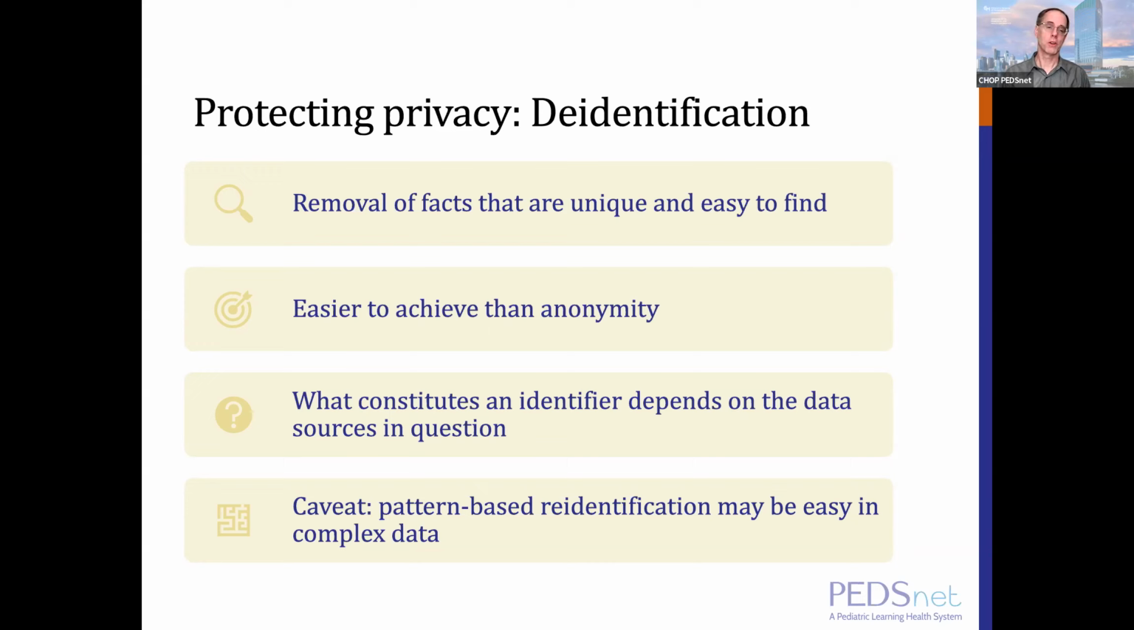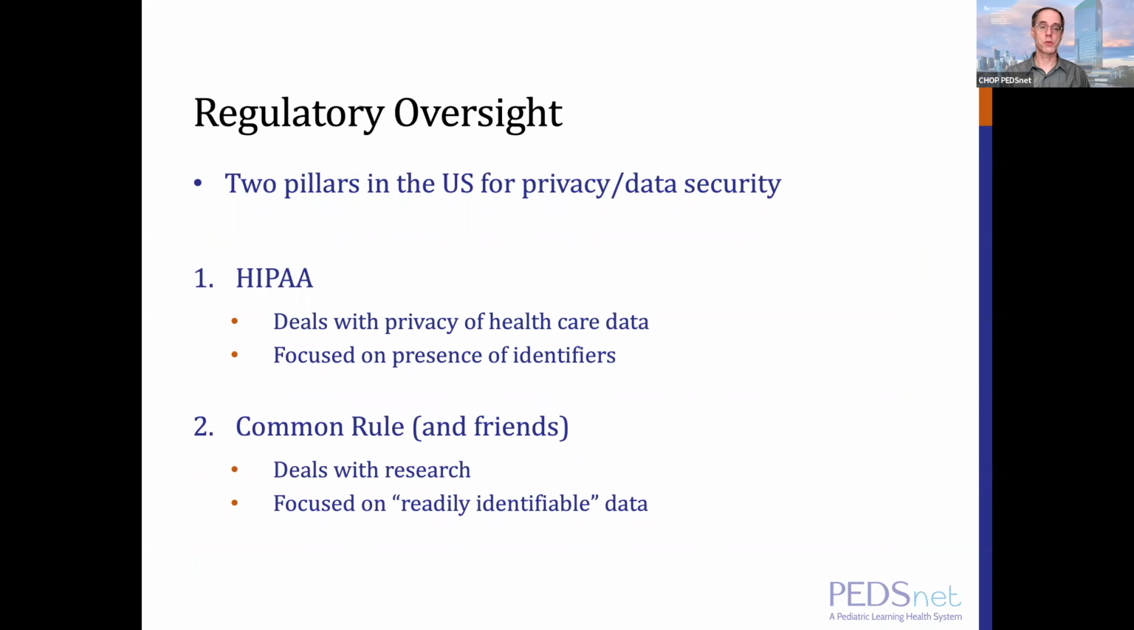So let's start with a broader picture of regulatory oversight, right? In the US, at least, there are two regulatory pillars for the way that we address the privacy interests of persons represented in clinical data and the kinds of data security measures that we take to protect them. The first is the Health Insurance Portability and Accountability Act, often called HIPAA. Right? This is a general statute that deals with the privacy of healthcare data, both for healthcare operations and for use in research. It focuses on the presence of specific identifiers in data to define what data pose more or less of an identity risk.